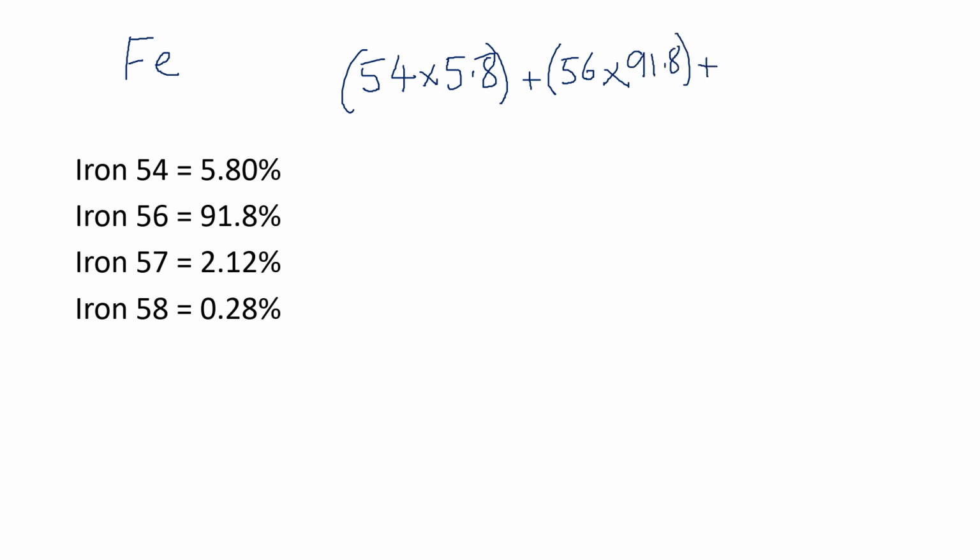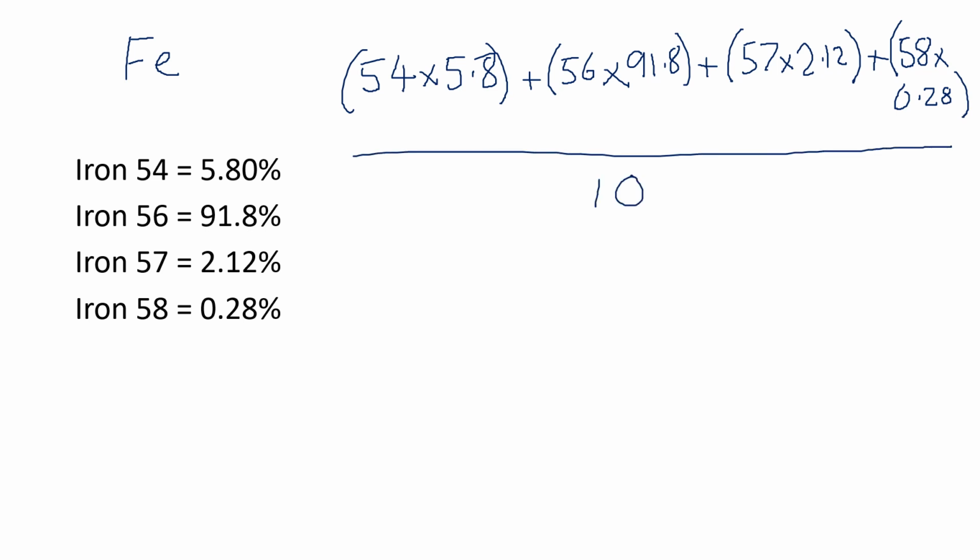Then you add that to the next isotope, which is 57, times 2.12. And then you add that to the next one, which is 58, times 0.28. And as previously, divide by 100, which is a sum of all the percentages. And when you stick that all into your calculator, you end up with 55.9 to three significant figures.